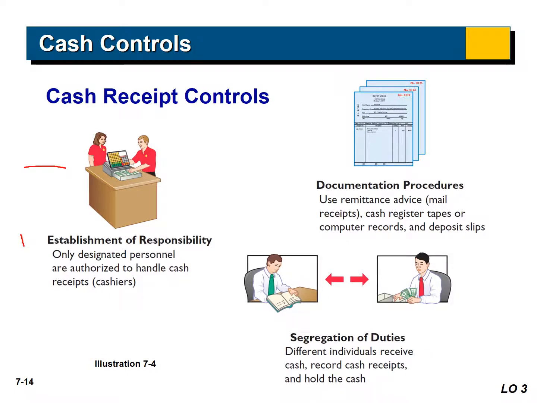Well, first of all, you establish responsibility so only designated or authorized personnel can handle the cash, like a cashier, for example. And you want to document the procedures using a remittance advice or a mail receipt, cash register tapes, computer records, deposit slips, etc., to keep track so you can go back and count and reconcile. And then you want to, as we've been saying, segregate the duties so that those who have the cash are separate from recording the receipts and holding the cash.